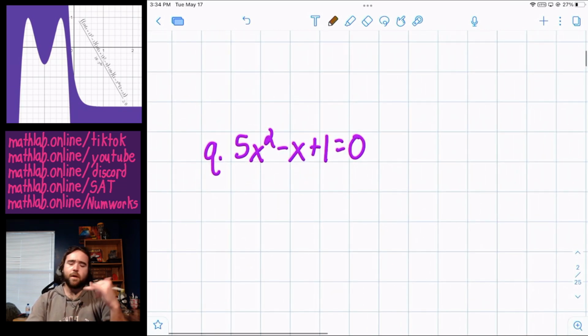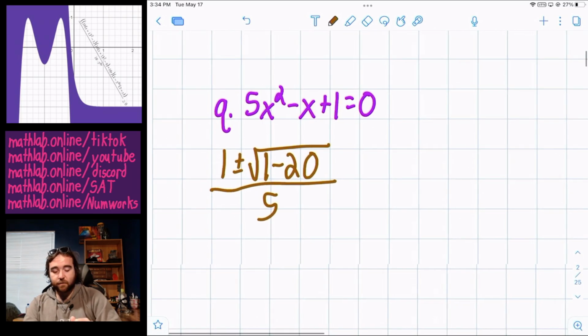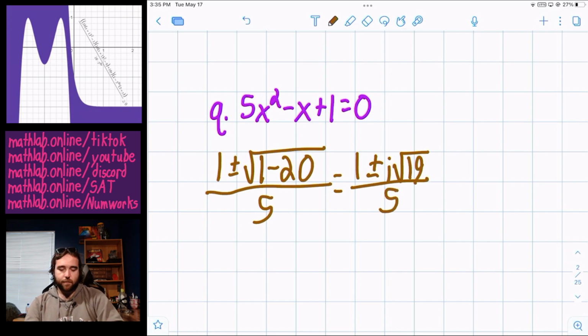All right, we're getting there. Again, we cannot factor, so we have to use the quadratic formula. 1 plus or minus the square root of 1 minus 4 times 5, 20 over 5. So again, we can't really simplify much, but we get the square root of negative 19. So we make that 1 plus or minus i root 19 over 5.